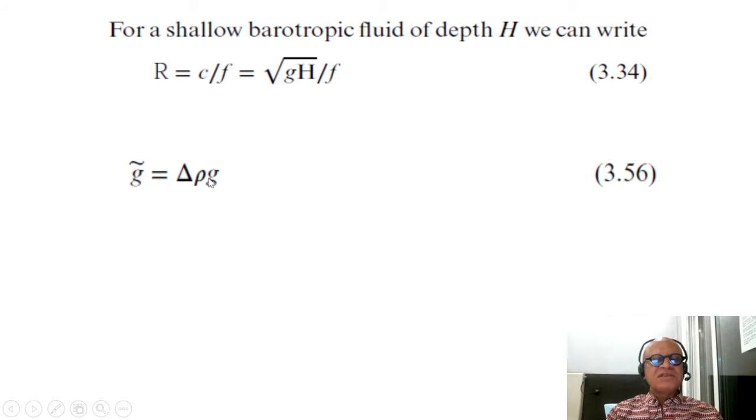Of course, there is a mistake here again. It should be delta rho over rho 0 times g. Remember, we wrote rho as rho 0, the background density, plus some perturbation delta rho. Delta rho obviously is much smaller than rho 0, and when you multiply g, the gravitational acceleration, with delta rho over rho, you get what is called reduced gravity.